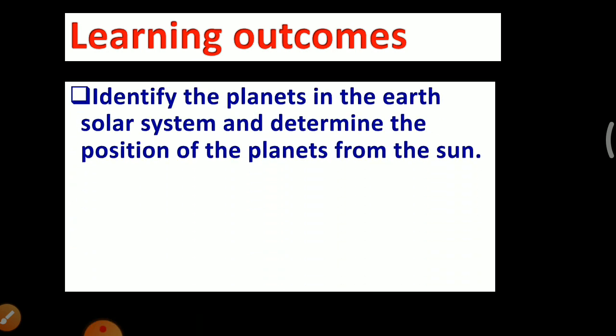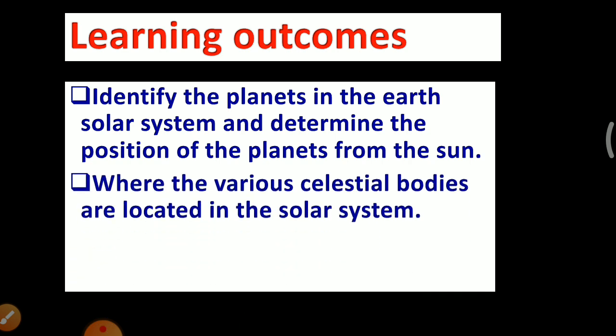Learning outcome from these topics, the students will be able to identify the planets in the solar system. You know that nearly 8 planets are present in our solar system. After completing this topic, the students will be able to say how many planets are in the solar system and determine the position of the planet from the sun. Students will be able to say where the various celestial bodies are located in the solar system.